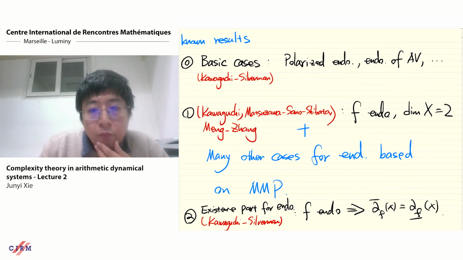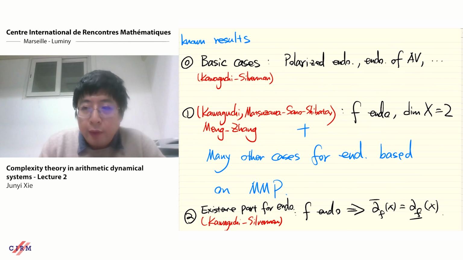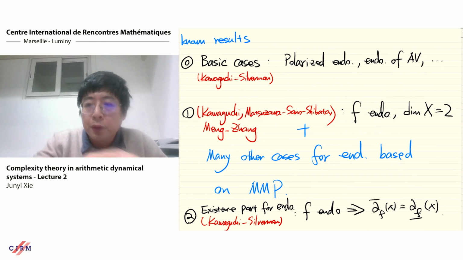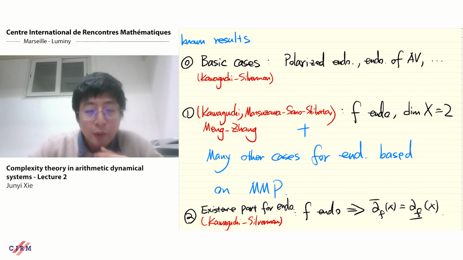Basically, at the moment, what I know is that this method is quite useful for endomorphisms. But for rational self-maps, I think it is quite hard to use this kind of argument, because for a rational self-map you usually cannot reduce it to a polarized endomorphism or an endomorphism of an abelian variety. Okay.